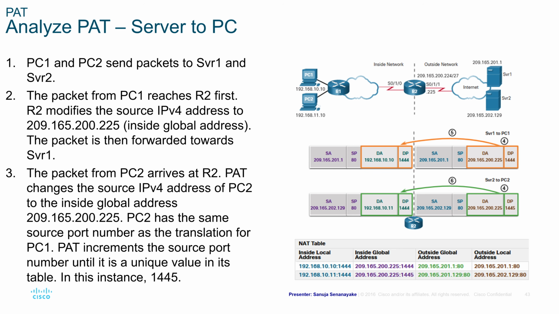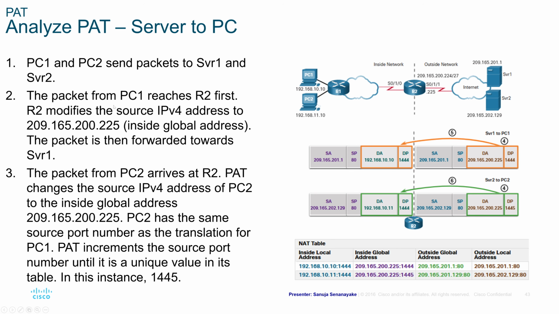So let's analyze PAT. In this scenario, the server to PC. On the right-hand side, we have a router that is configured with PAT. It is a similar configuration, but we have two servers on the outside now. Based on that information, let's see what's going to happen when it's trying to connect the inside and outside networks. PC1 and PC2 send packets to server 1 and server 2. Both servers are being accessed by these two devices.